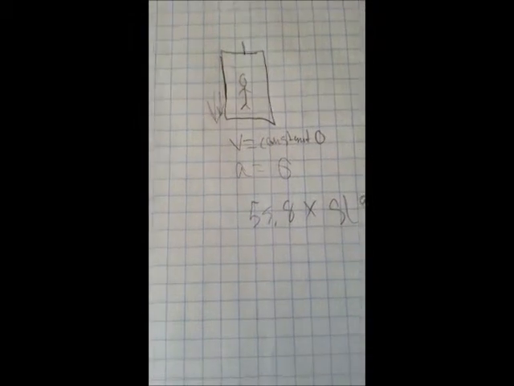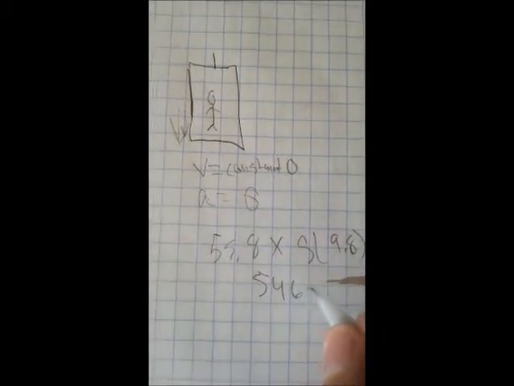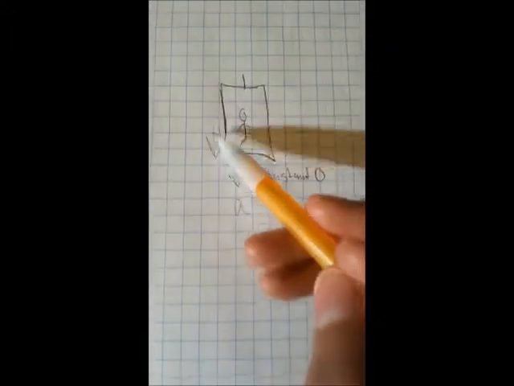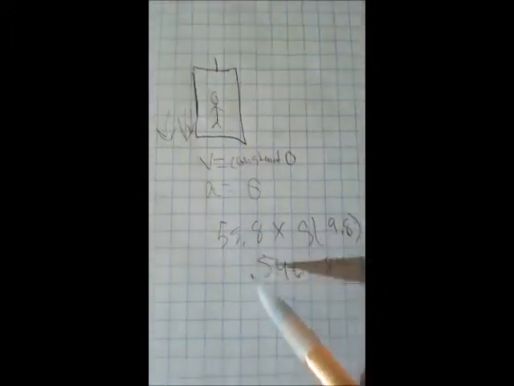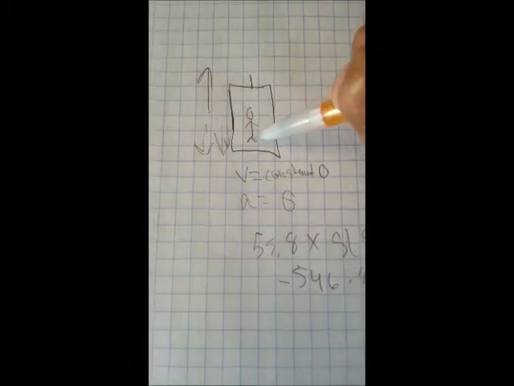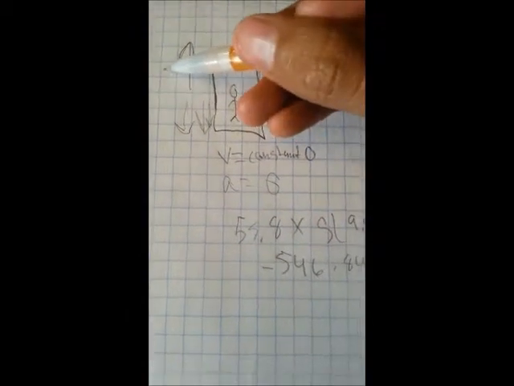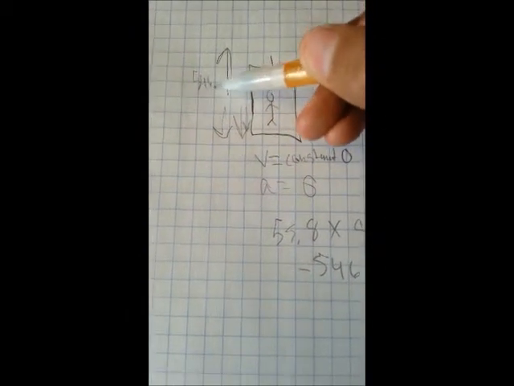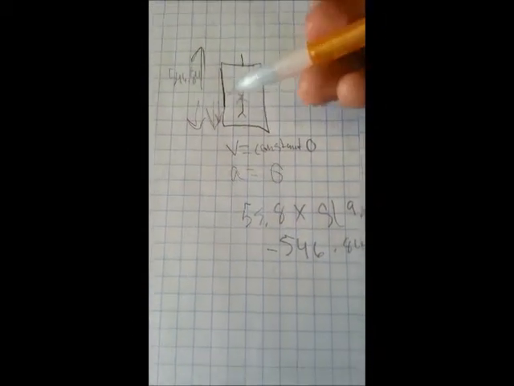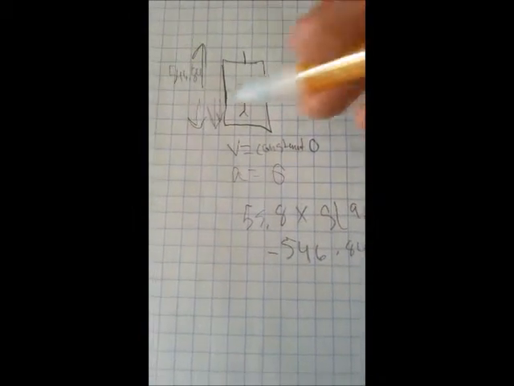With that, I would get an answer of 546.84 newtons, and that's my force due to gravity. That would be me pushing down, so we can say it's negative. To cancel it out is the normal force of the elevator pushing up against me, which would also be 546.84 because there's no acceleration, so there's no net force, so it keeps me stationary.